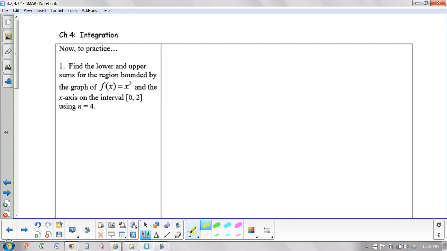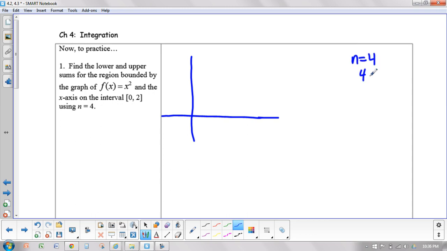They want the lower and upper sums for the region bounded by the function x squared and the x-axis on the interval 0 to 2 using n equals 4. Well, let's draw that out, and you have a lot of space. I'm going to draw it out once up above so that we can do our lower sum, and then once down below so we can do our upper sum. This is just a parabola. It's got a vertex at 0, 0. n being 4 means we want 4 rectangles of equal width.